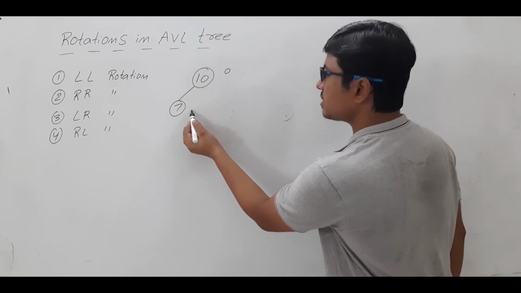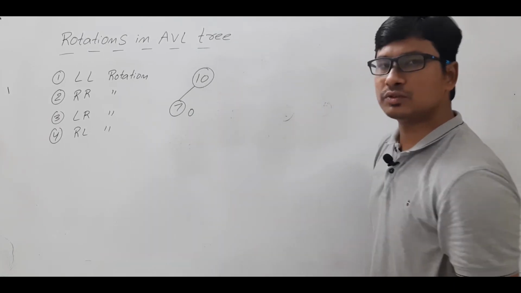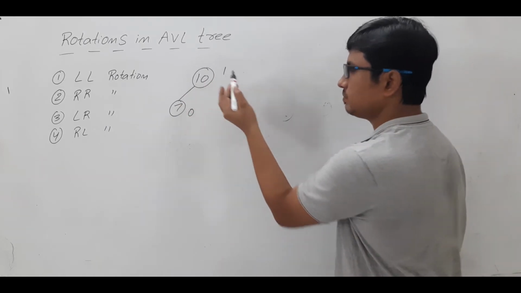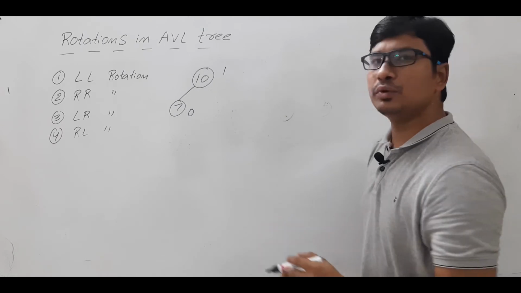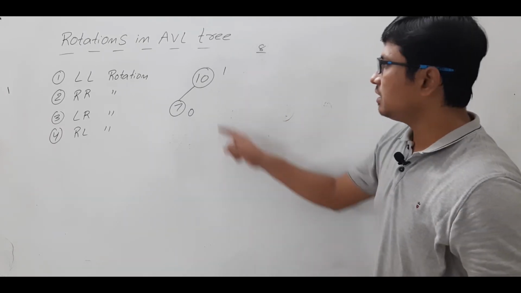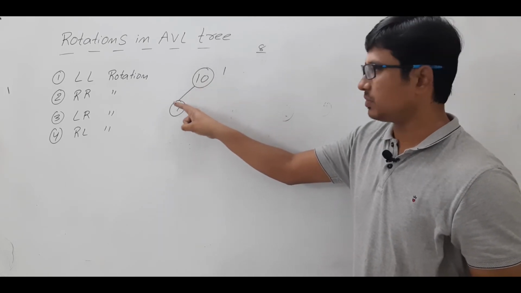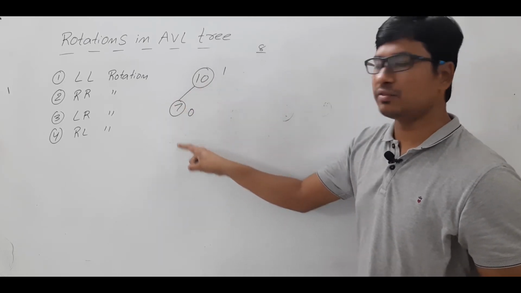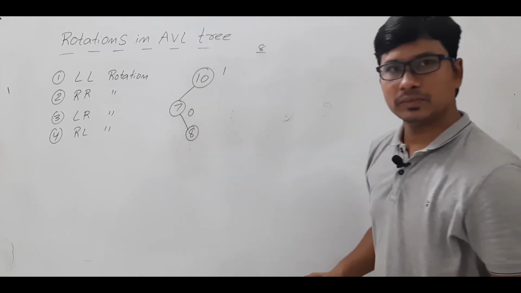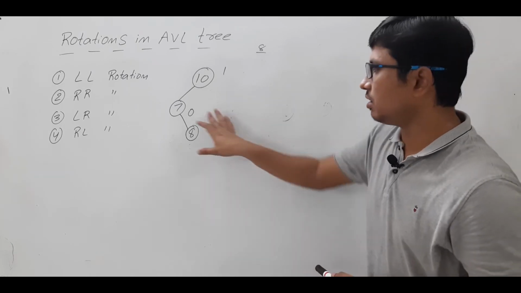Now what is the balancing factor of this node? It is 0. What is the balancing factor of this node? 1 minus 0 will be 1. Still it is okay. Now you need to insert 8. 8 is less than 10, so obviously you need to insert towards the left subtree. 8 is greater than 7, so you need to insert into the right subtree. So this is the binary search tree. Now we need to check whether it is an AVL tree or not.